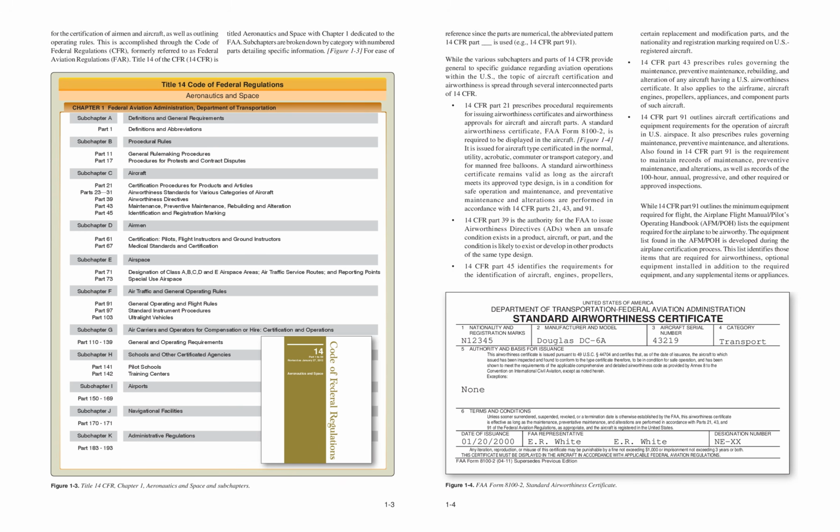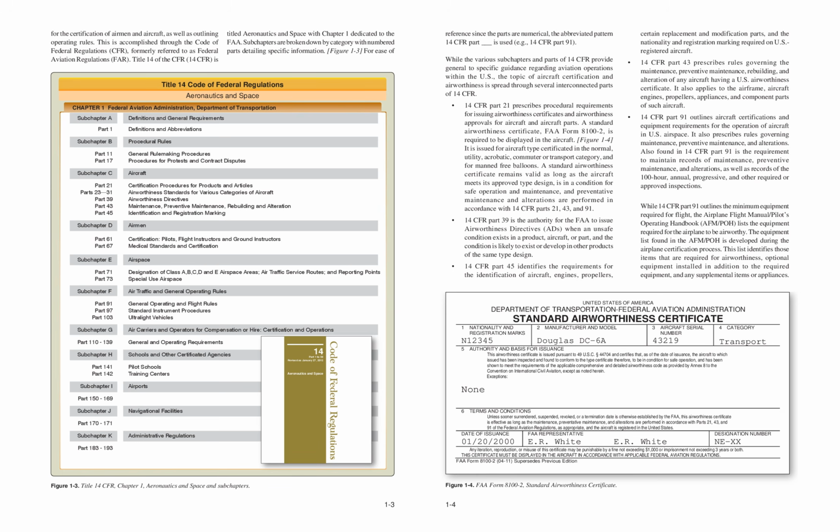Part 71. Part 73. Designation of Class A, B, C, D in the airspace areas, air traffic service routes, and reporting points. Special use airspace. Subchapter F. Air traffic and general operating rules. Part 91. Part 97. Part 103. Subchapter G. Part 110 to 139. General operating and flight rules. Standard instrument procedures. Ultralight vehicles. Air carriers and operators for compensation or hire, certification and operations.